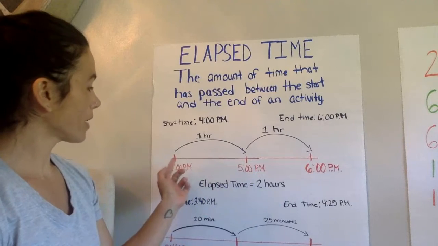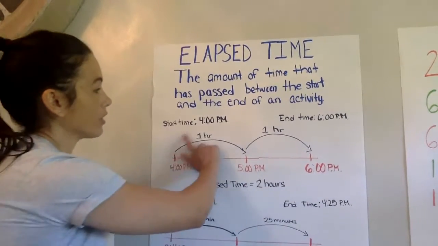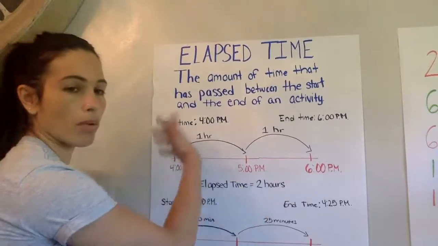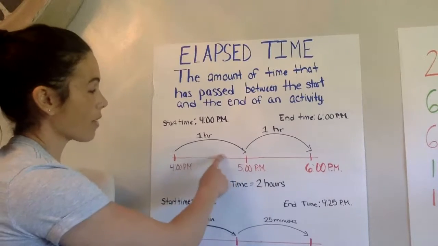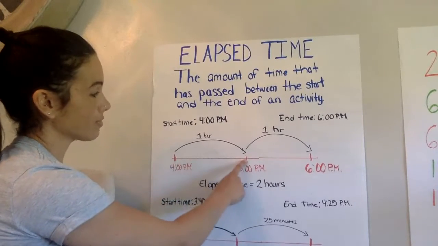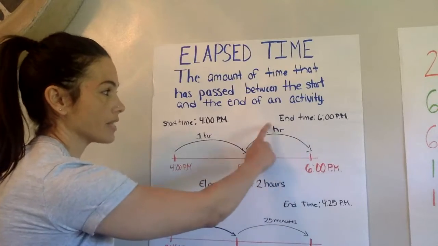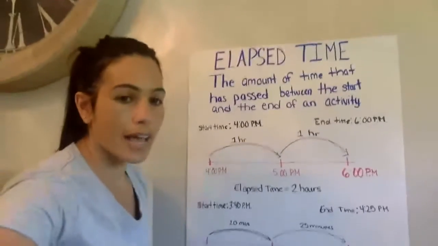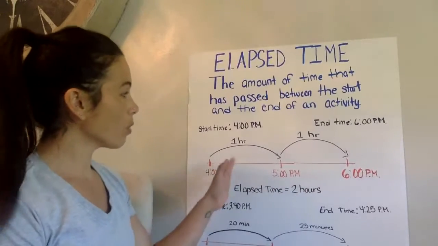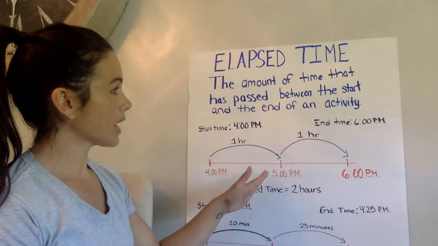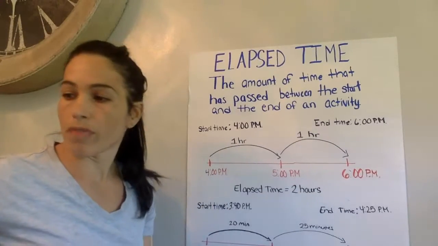So here's our number line. It goes 4 o'clock, 5 o'clock, 6 o'clock. So then you make your little humps or whatever you want to call them, mountains. But this will tell the hour. So we did 4 o'clock to 5 o'clock. There's 1 hour. Then 5 o'clock to 6 o'clock is another hour. So then you just add them together, and what you get is 2 hours. So this is one way of doing elapsed time. This is an easier one because it's just telling you hours.